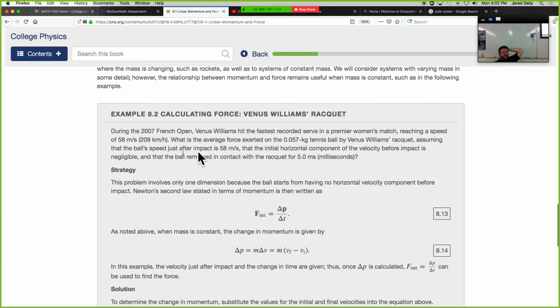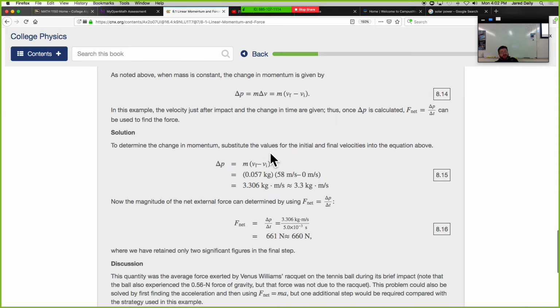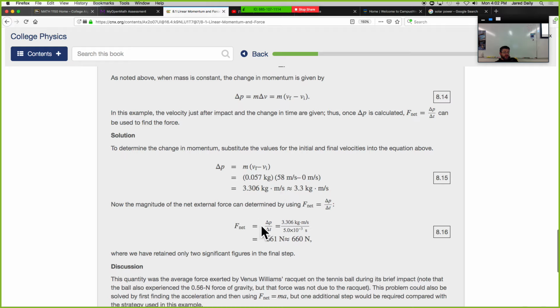And they tell us the final velocity is 58. The initial velocity is negligible or 0, so it's 58 minus 0. And we plug those things in for our mass and our change in velocity of the ball. We get 3.306 kilogram meters per second for our change in momentum. That's great. So we know one thing: we know the change in momentum. Now we just need to figure out the change in time.